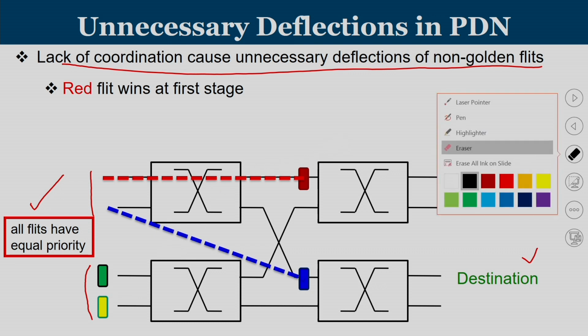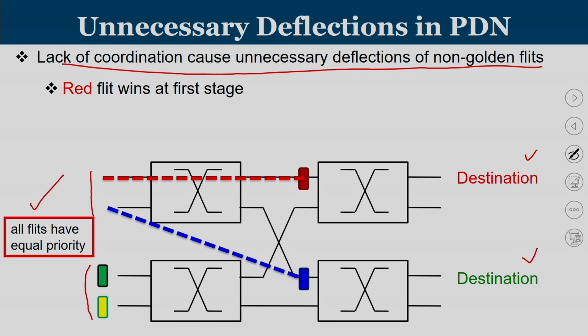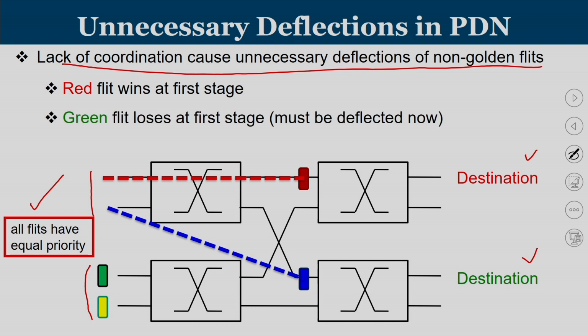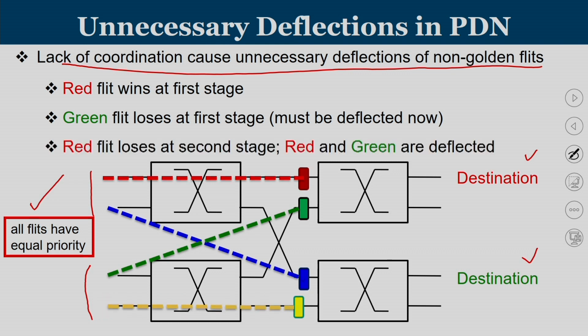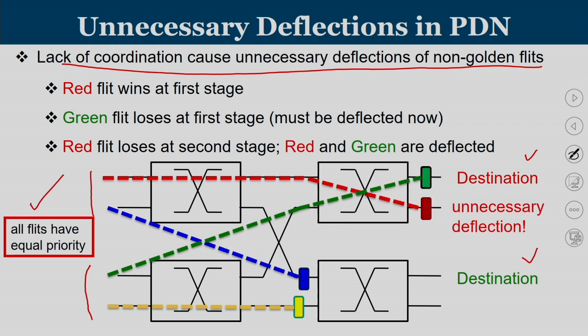Now we see what happens in the next two. In this case, you assume the green flit loses at the first stage. So green actually wanted to come straight, but it is going to lose, so green is going up. And then the yellow is going to come straight. Now you assume that the red flit is going to lose at the second stage.